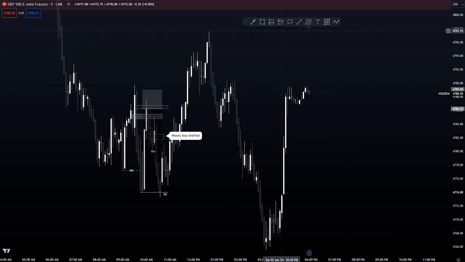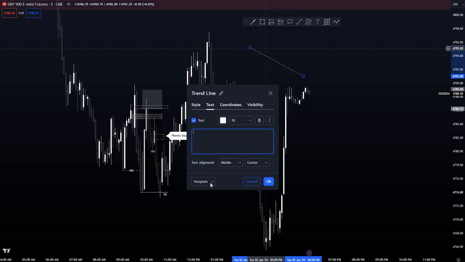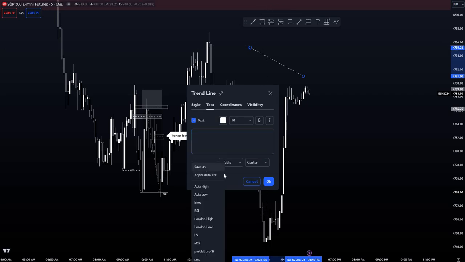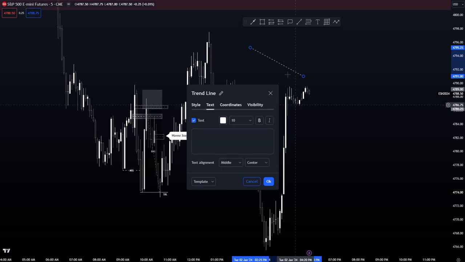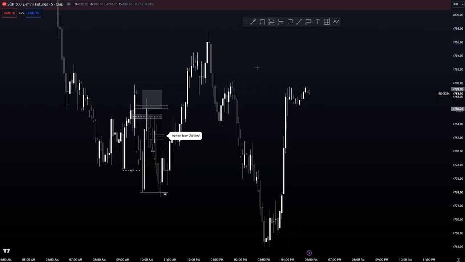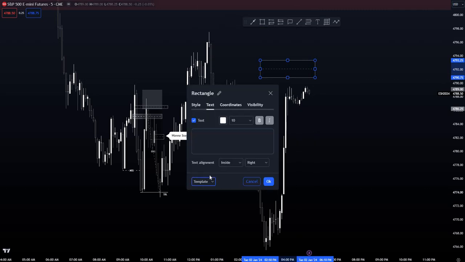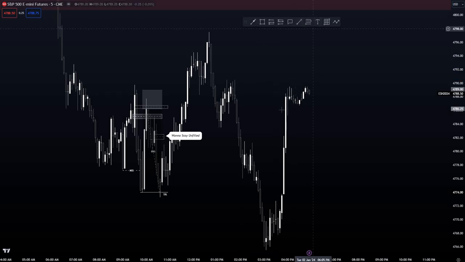Now, all of these will have different templates that you can make. So for example, the trend line, when I place this, you can press the settings arrow, click on templates, save as, and you can type a name for it. And this goes for every other tool. It goes for the rectangle, click template, same thing, and so forth. And all these tools have a specific purpose.